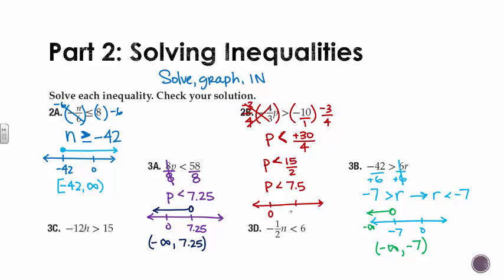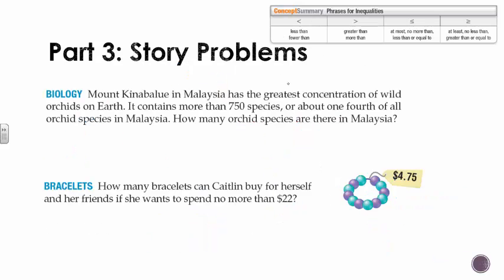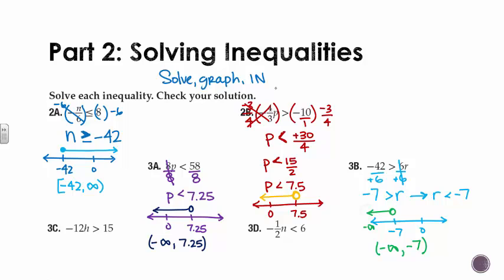So we have 0, and we got 7.5. I am going to make a nice open circle, and everything less than that is to the left. And then when I put it in interval notation, it's going to start at negative infinity and go to 7.5. And since there's an open circle, I'm going to leave a parenthesis there. If you want to try some more on your own, give 3C and 3D a try, and I'll give you the answers in class.